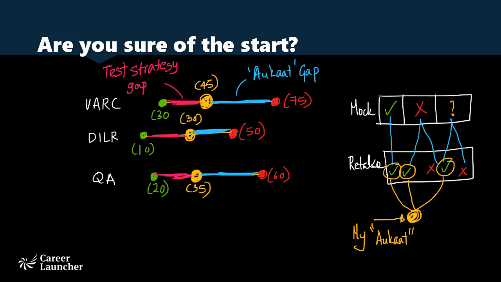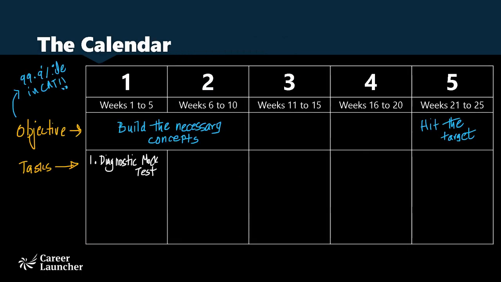The other gap, which is from 45 to 75, that's an Aukaat gap. What does that mean? When I retook the test, I got a score of 45. I have to reach 75. Now that is a gap that I have to fill. I spent all the time that I had and I'm still getting a score of 45, which means I have to learn more. So I need to look at the Aukaat gap and I have to look at the test strategy gap.